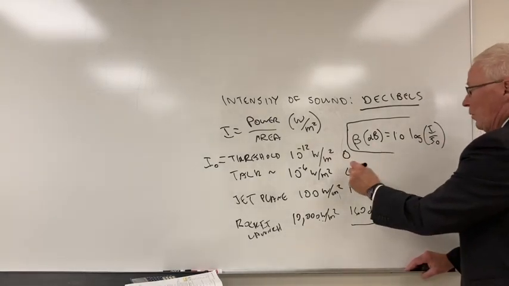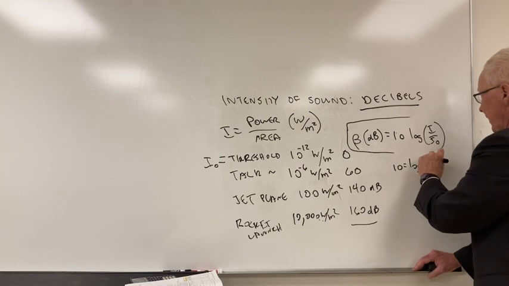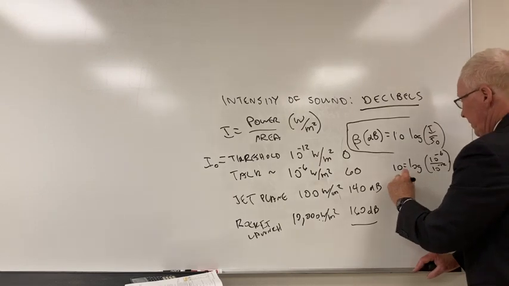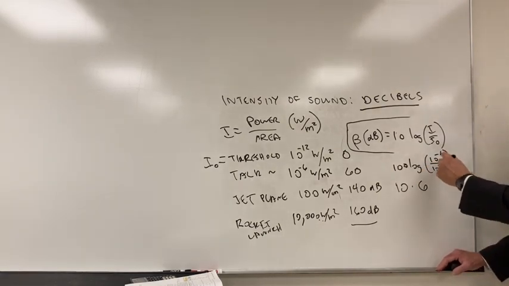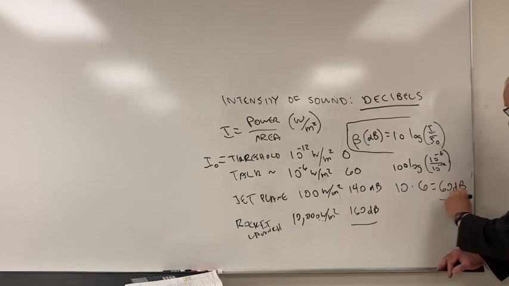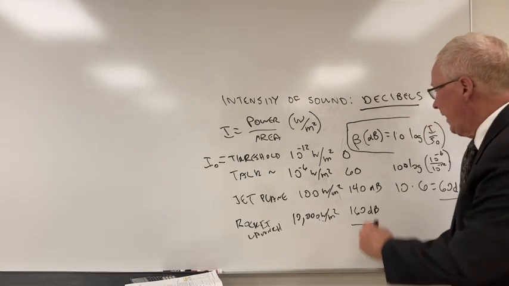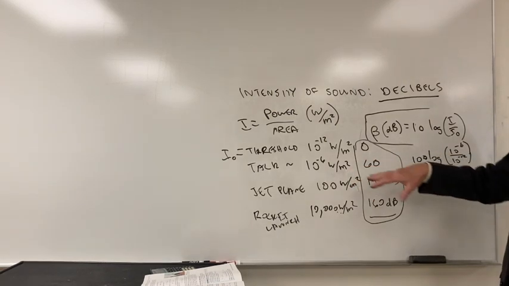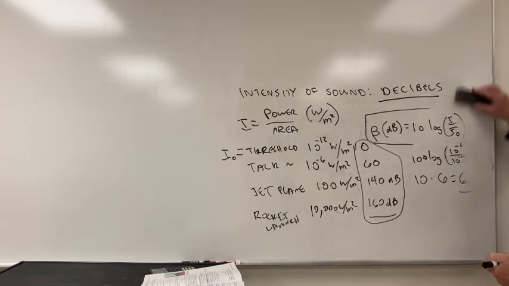Let's do this as an example. For talking, this would be 10 times the log of 10 to the minus 6th over 10 to the minus 12th, which is 10 times the log of 10 to the 6th. The log of 10 to the 6th is 6, so it would be 10 times 6, which is 60 dB. So that's our expression for intensity, and for talking it's 60 dB. Let me go with some other examples comparing this, which is really what we're going to do.